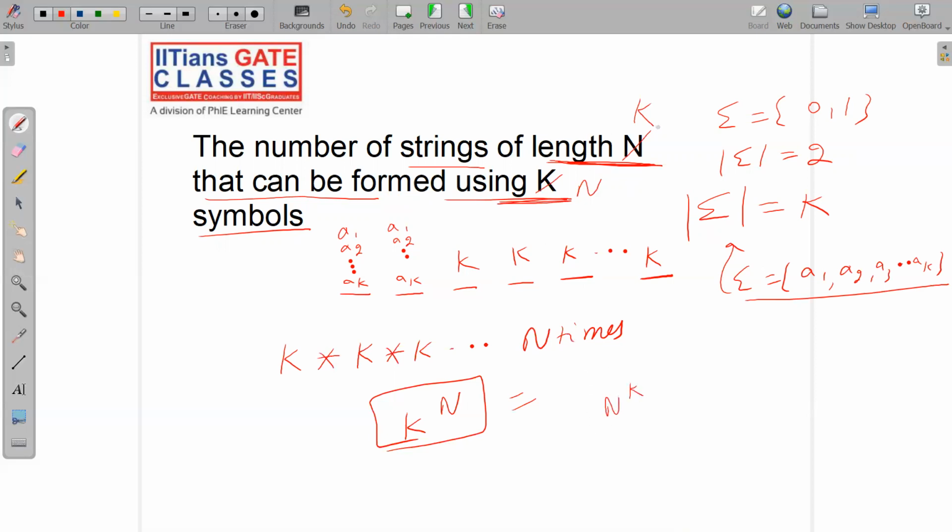So the string is of length k and it can be formed using n different symbols. At the first place a1, a2, a3 up to an, at the second place a1, a2, a3 up to an, and so on. So at each and every place we have n options and the total number of places is k. So the answer will be n power k. Please do not cram anything, just try to understand each and everything.